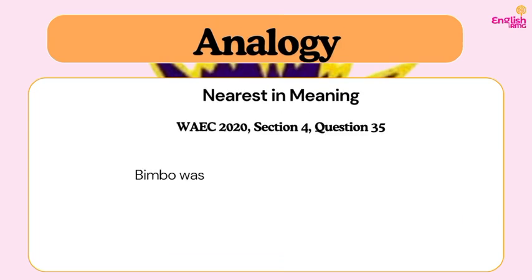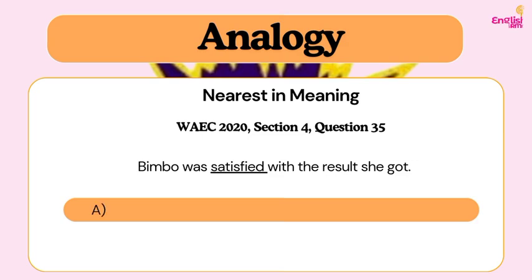So let's move on to the next question. Question 35 from section 4, WAEC 2020. So we have, Bimbo was satisfied with the result she got. So our word is what? Satisfied. So which other word can replace satisfied here? Or which other word can we use as an analogy by saying satisfied is to Bimbo as dash is to what? A sister. That is when we are saying that they both have the same qualities.